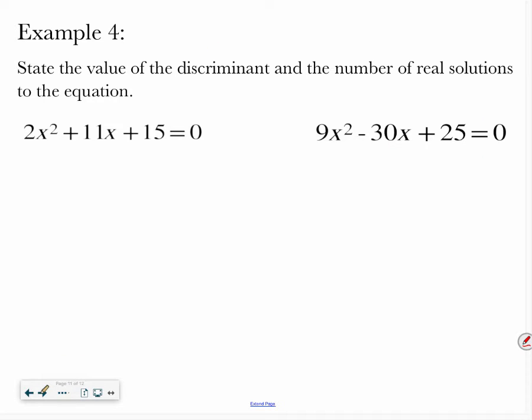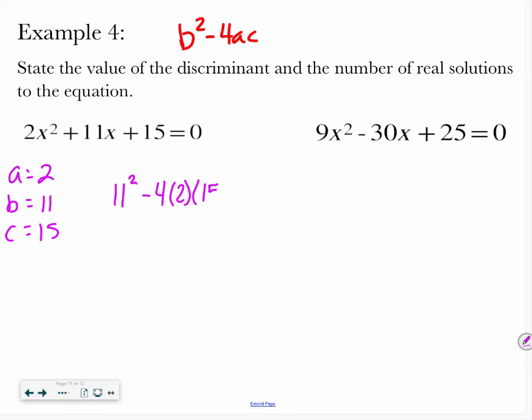So let's try it out. Our discriminant, remember, is the under the square root part, the inside of the radical on our quadratic formula. Remember, radical is another fancy word for something with a root, okay? So our a term is 2, our b term is 11, our c term is 15. So if we're trying to find the value of the discriminant and the number of real solutions, I'm going to take that 11, I'm going to square it. I'm going to say minus 4 times a times c.